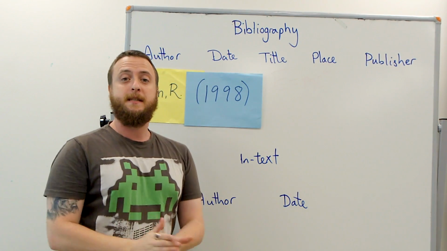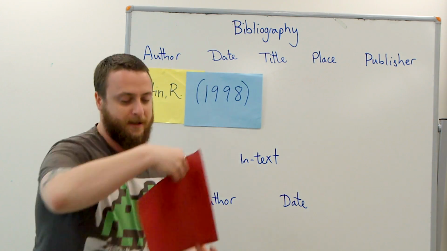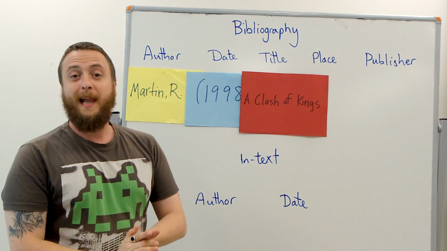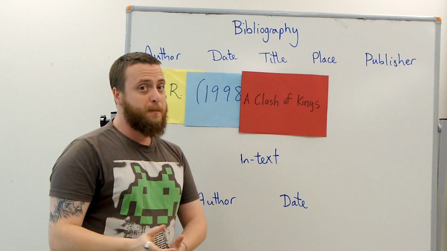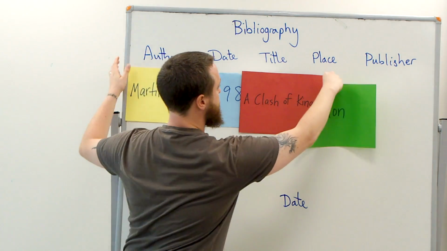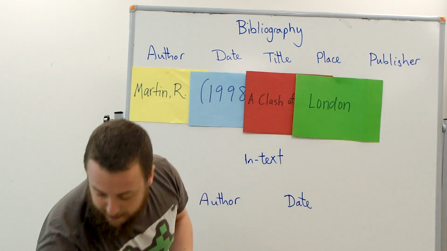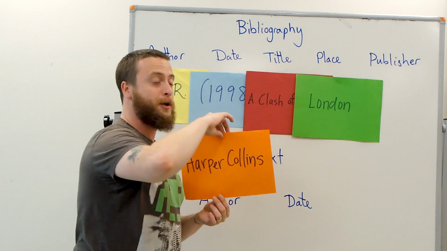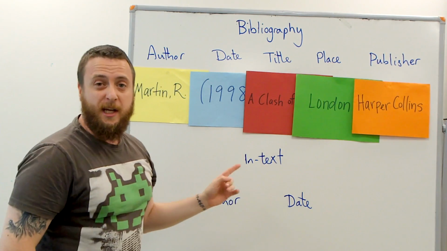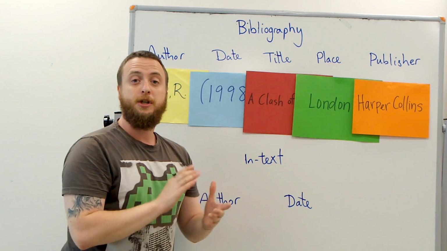The third thing we need is the title. That's the second book, A Clash of Kings. Here we are. We then need the place where it was published. Now, this book first came out in London, so we have the place. And finally, the publisher, which is a publisher called HarperCollins. Now, this is a citation you will do at the end of your paper on a separate A4 sheet.